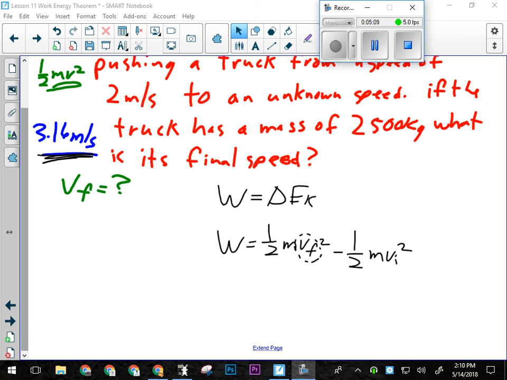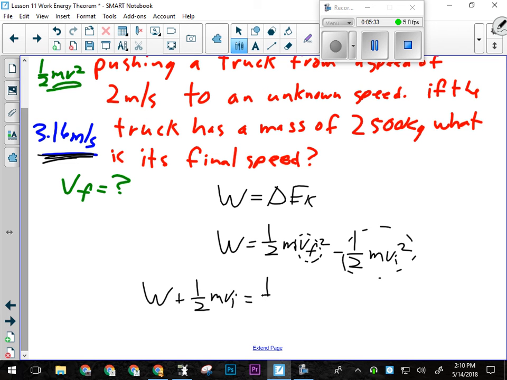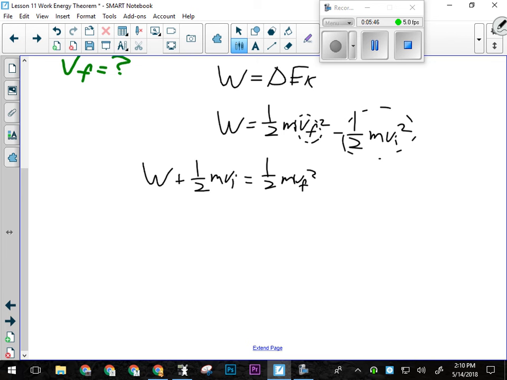All right, so I'm looking for vf. The first thing I need to do is move this whole term over to this side. Since I'm subtracting that term, can I add that term over to the other side? So I'm going to have whatever work is done plus the initial kinetic energy should equal my final kinetic energy. That should make sense, right? I take what I start with, add in the change, and I should have what I end with. That's what that manipulation is saying. Now, I'm looking for vf. So what do I have to do with the half and the m?